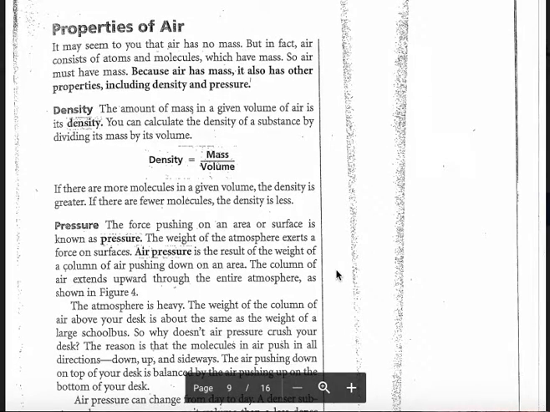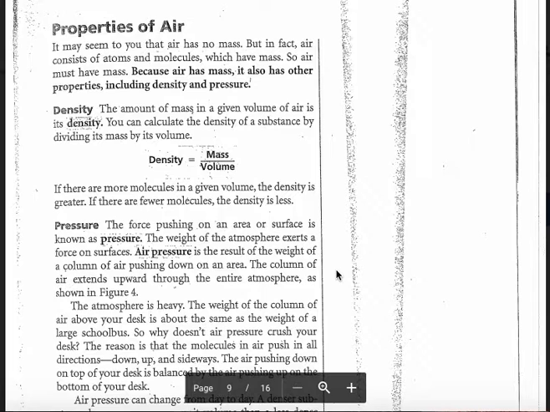Properties of air. It may seem to you that air has no mass, but in fact, air consists of atoms and molecules which have mass, so air must have mass. Because air has mass, it also has other properties, including density and pressure.